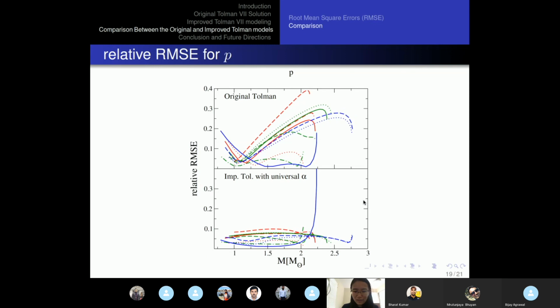And for pressure, you can see that for neutron stars with very small masses, the original Tolman is actually better than our model. However, for larger masses, our model can outperform the original Tolman.